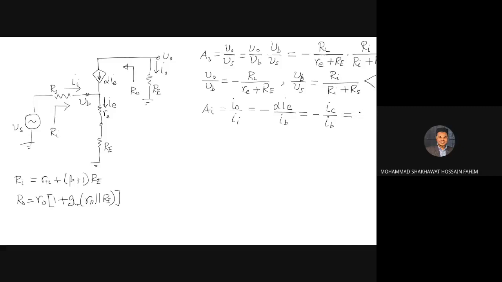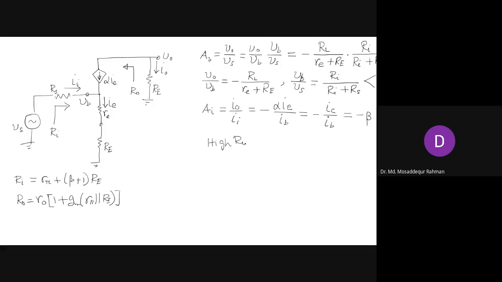Right, IC by IB is beta. So that is minus beta, the same as the current gain of the common emitter, which is also minus beta, and which is actually high. So it has a high current gain. These are the features we have learned when you add an emitter resistance into the emitter circuit.